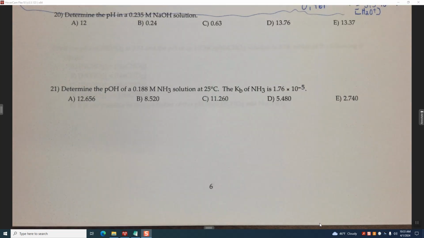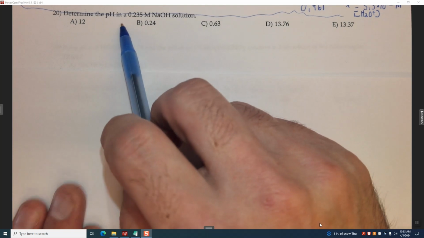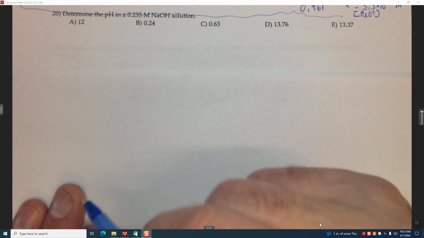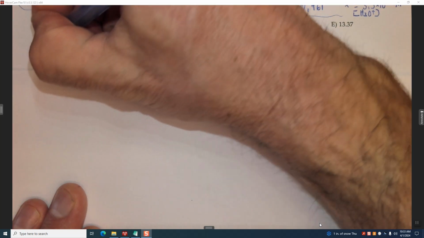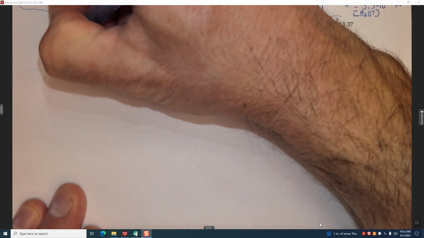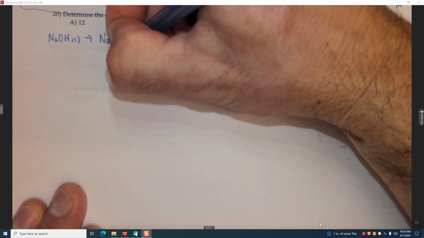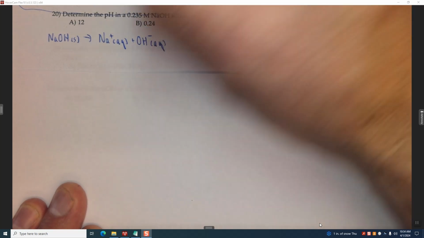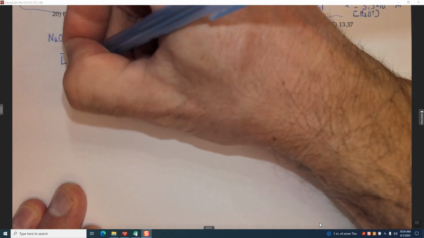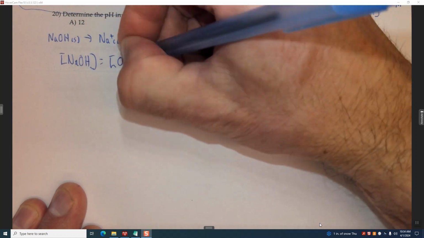All right, so if you saw the previous question, you saw that I made a bit of a mess trying to fit it all on there. So it says determine the pH in a 0.35 molar NaOH solution. Well, it's important to remember that if you have NaOH solid, it's going to form Na plus aqueous plus OH minus aqueous. Said another way, the concentration of NaOH equals the concentration of OH minus.